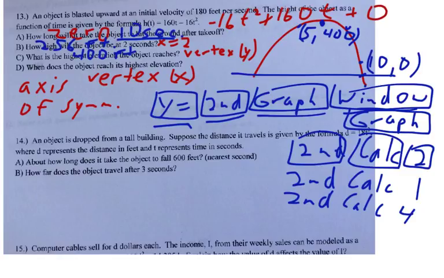When does it reach its highest elevation? That's my x value there, which is my axis of symmetry, which is 5. We could do it by hand, negative b over 2a, and you'd find out that negative 160 over negative 32 is positive 5. So, all right, that's it for number 13. Let's try number 14 next.